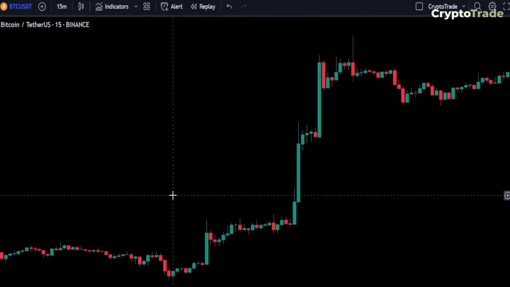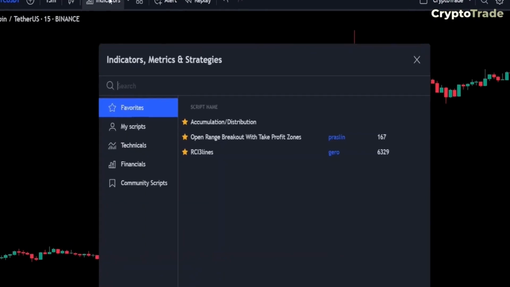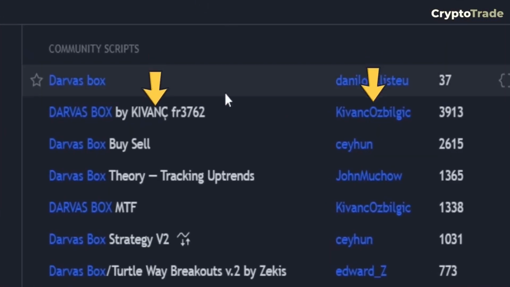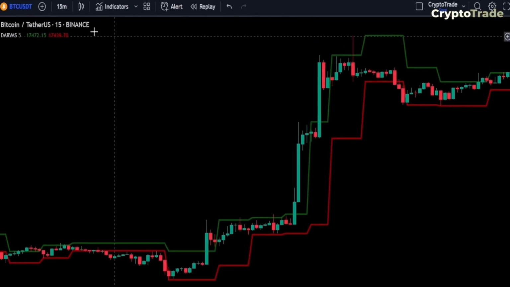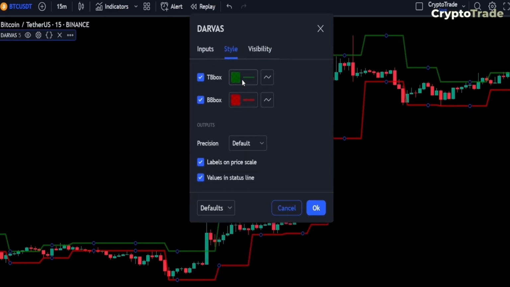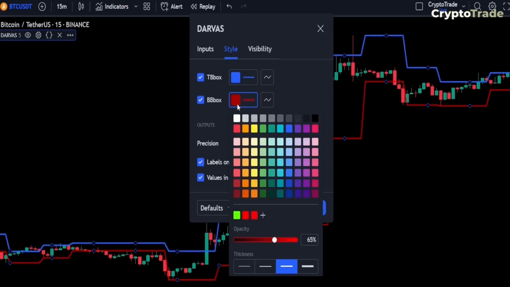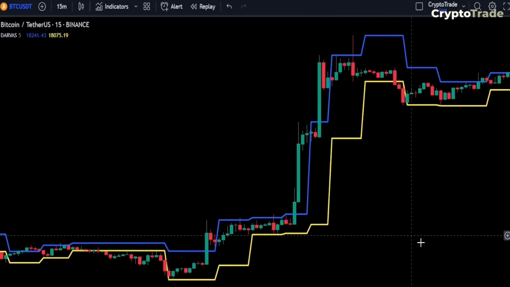Now, I'm going to show you how to add the first indicator to your chart on TradingView. Open the indicator search bar and type in Darva's box. You'll see the indicator appear in the search results. Simply select it as shown in the video. Now, go to Settings for the Darva's box indicator and switch to the Style tab. In this tab, change the color of TB box line to blue and increase opacity to 100%. Change the color of BB box to yellow and increase opacity to 100%. Click OK to finish setting up Darva's box indicator on your chart.